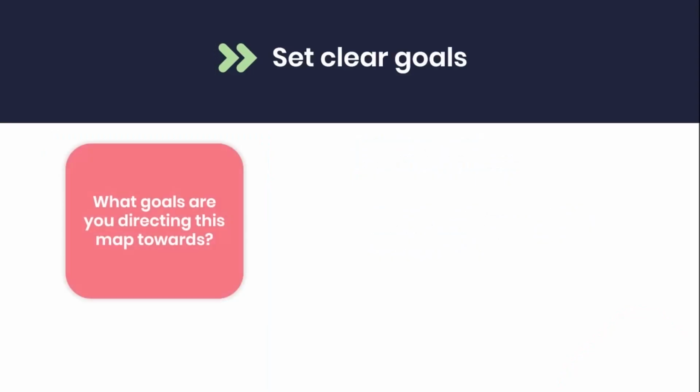So when looking at creating a customer journey map, the first thing you need to do is set clear goals. All right. Essentially, you need to ask, what goals are you directing this map towards? Questions are very important when trying to understand something. And what I mean by that is, is it a newsletter subscription, for example, or is it filling out a lead form or making a purchase or clicking or finding out your directions?